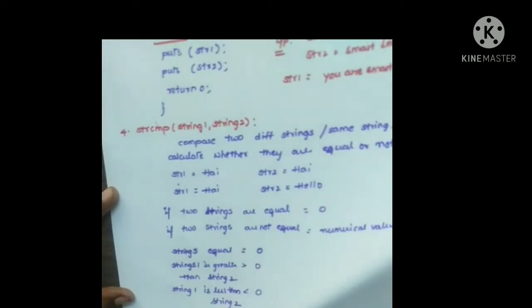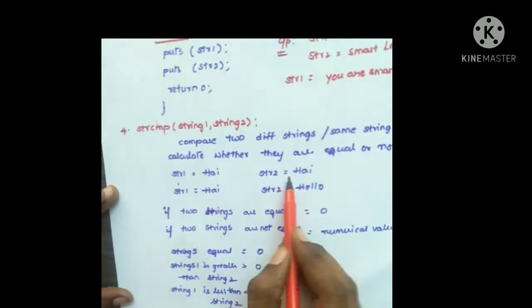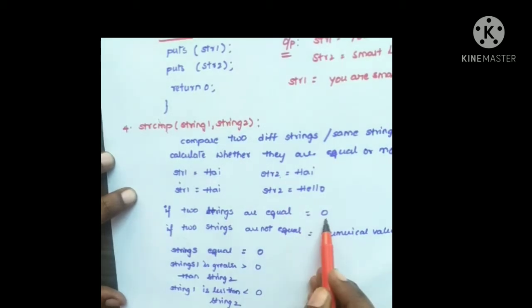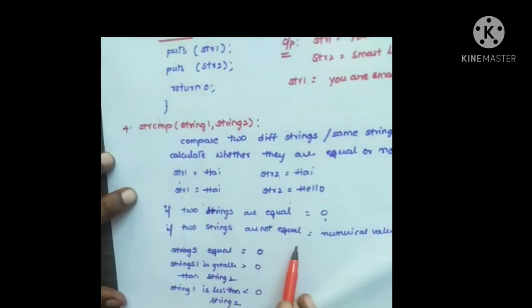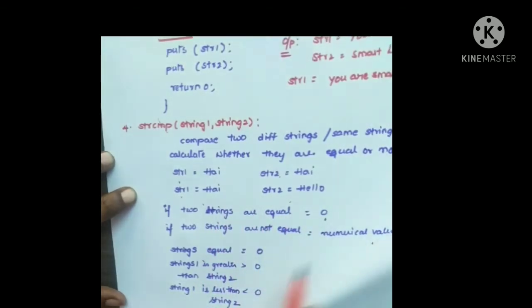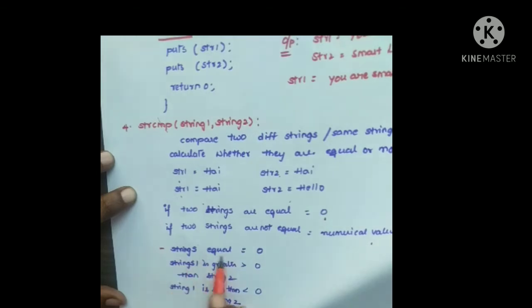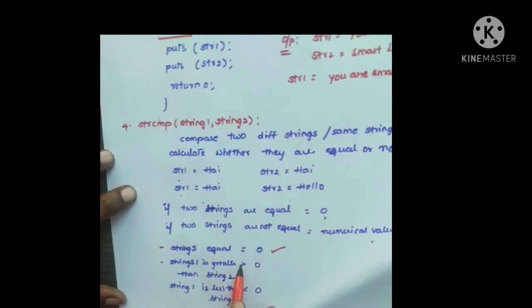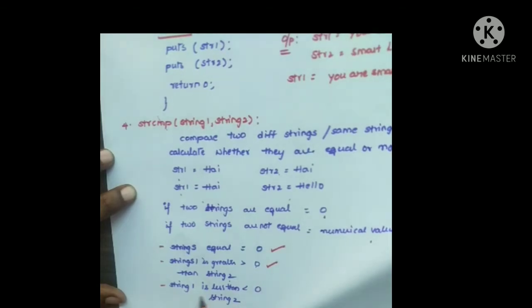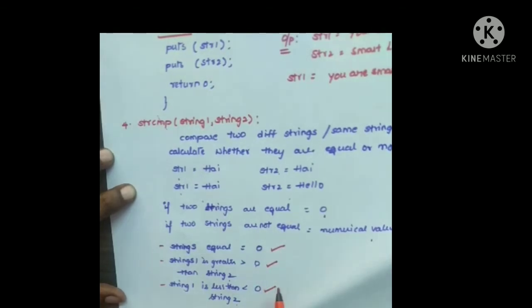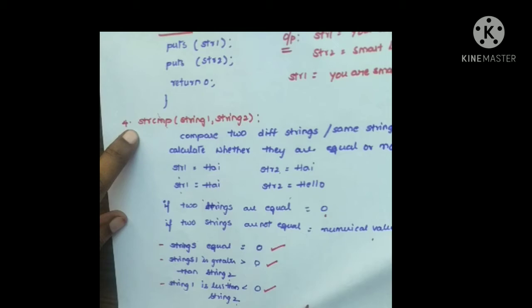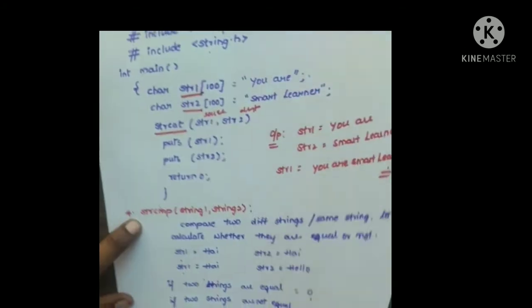The meaning of this is I have to compare two different strings. If string 1 and string 2 are equal, it is going to return the value 0. If the two strings are different, it is going to declare the answer as a numerical value. If string 1 is greater than string 2, it declares another answer, and if string 1 is less than string 2, it declares another answer. Like that, we compare two different strings by using the strcmp operation. Shall we see a program regarding this?